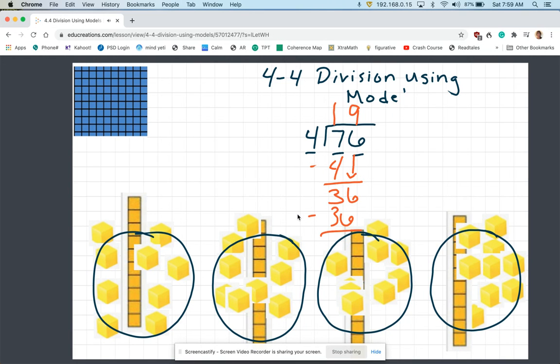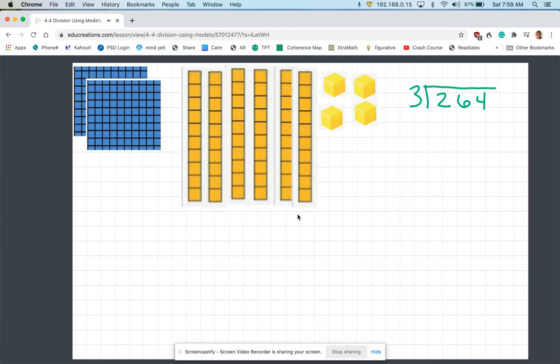Okay. Whew, it's a lot of work using models. It's a lot easier doing it in your head. I mean, not in your head, on scratch paper. Okay, we're going to try a different problem. All right, here we go.